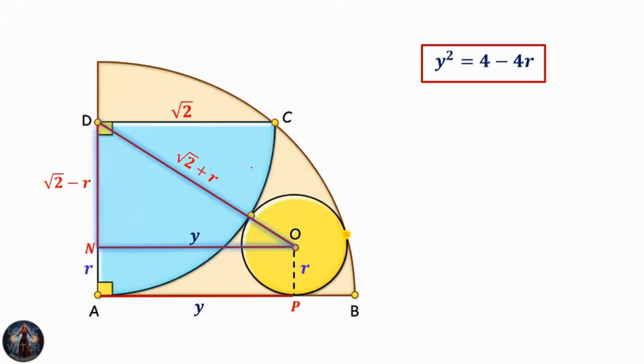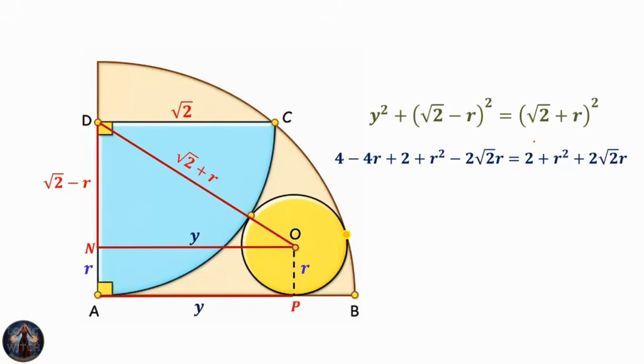So now we have this triangle, and therefore we can use the Pythagorean theorem again, and we'll get this expression. Here I can substitute the value of y² as 4 − 4r. So I'll get this expression, which on further simplification and combining like terms gives 4 = 4 root 2 r + 4r. Now we can take 4r as common, which on further simplification will give me r = 1/(root 2 + 1).